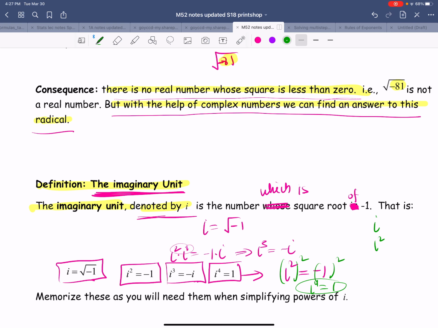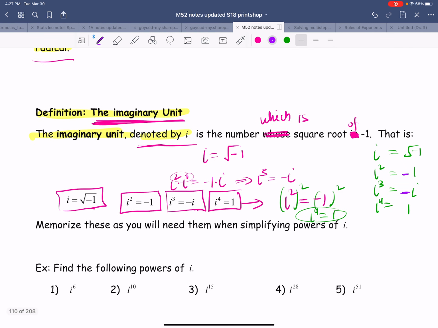One of the previous students has told me that his previous instructor said to remember: i, negative 1, negative i, 1. The middle two are going to be negative. So i, i squared, i to the third, i to the fourth. On the right-hand side, I have an i, which is the square root of -1, then -1, negative i, and a +1. i to the fourth power is +1.